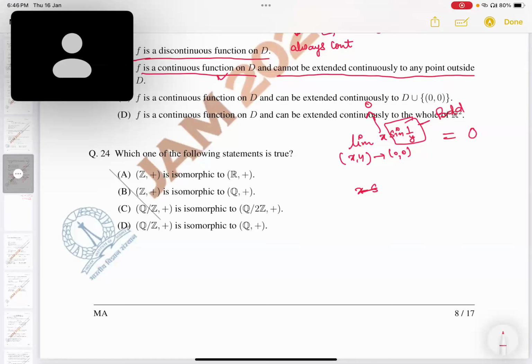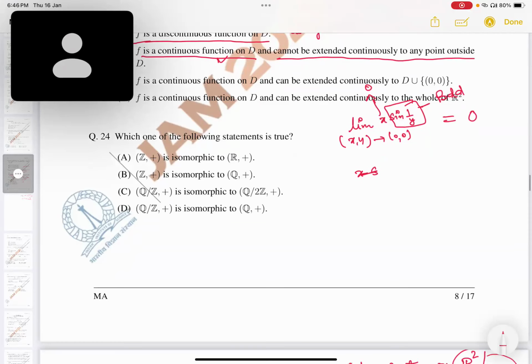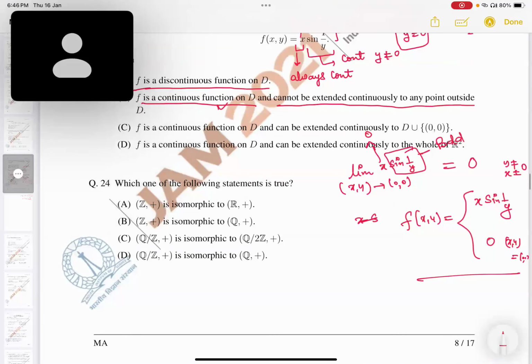0, right? Now, if I define this function as f(x, y) equals x sine 1 by y, if x and y both are not equal to 0, and 0 if (x, y) equals (0, 0), then this function is continuous at (0, 0), right? Because the limit is 0. So I can extend this function continuously at (0, 0).